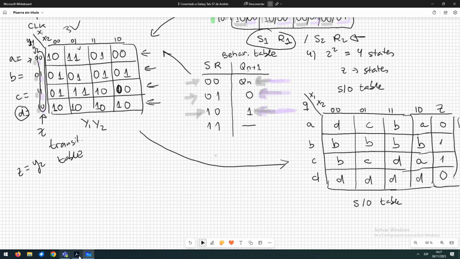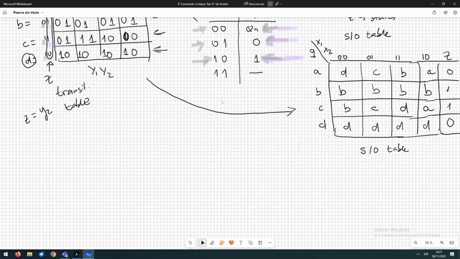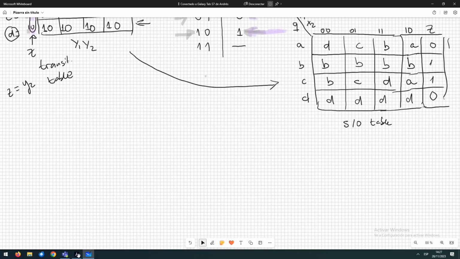That is step 4. And finally, we are going to build the state transition diagram. We have how many states? 4, from A to D. So I have to use 4 circles, 4 nodes.